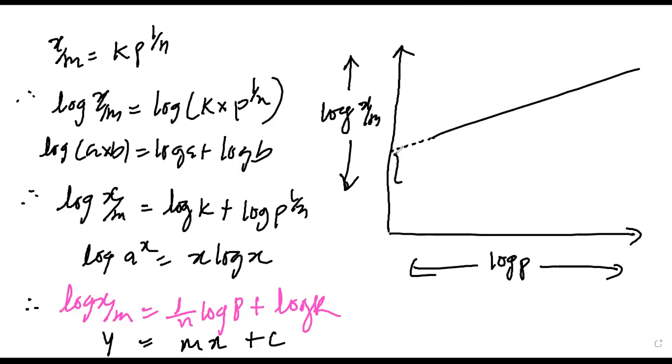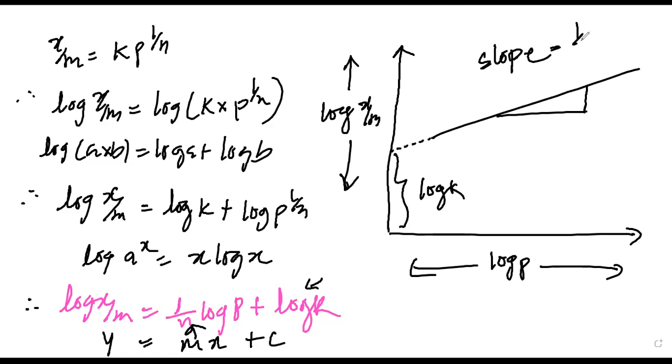When we extrapolate this, this is the intercept, which is known as the log of k. If we take the slope, then the slope is m, which is 1 by n. So slope is equal to 1 by n, and therefore n is equal to 1 upon slope. This is how, my dear students, we understand this kind of equation. If you have any doubt, you can ask me.